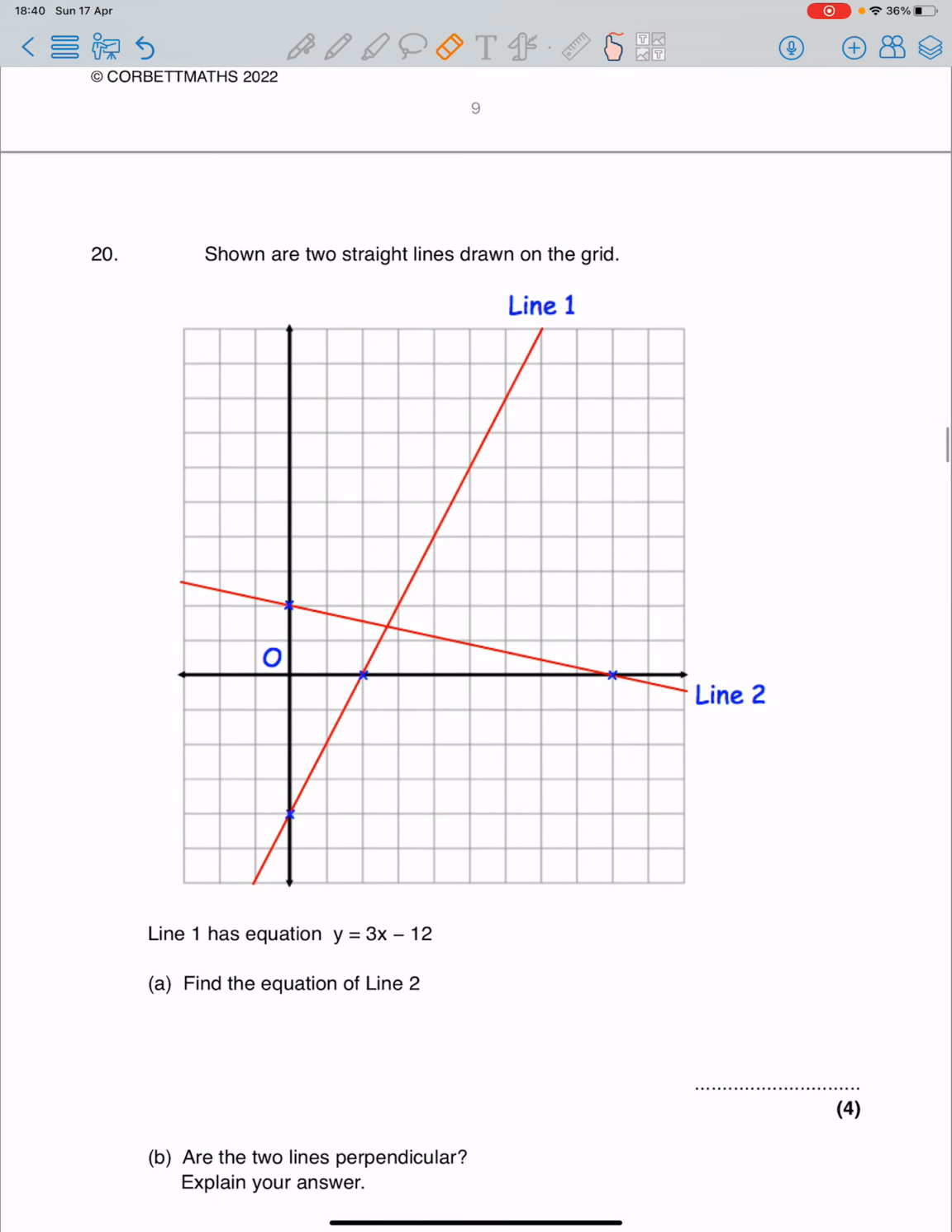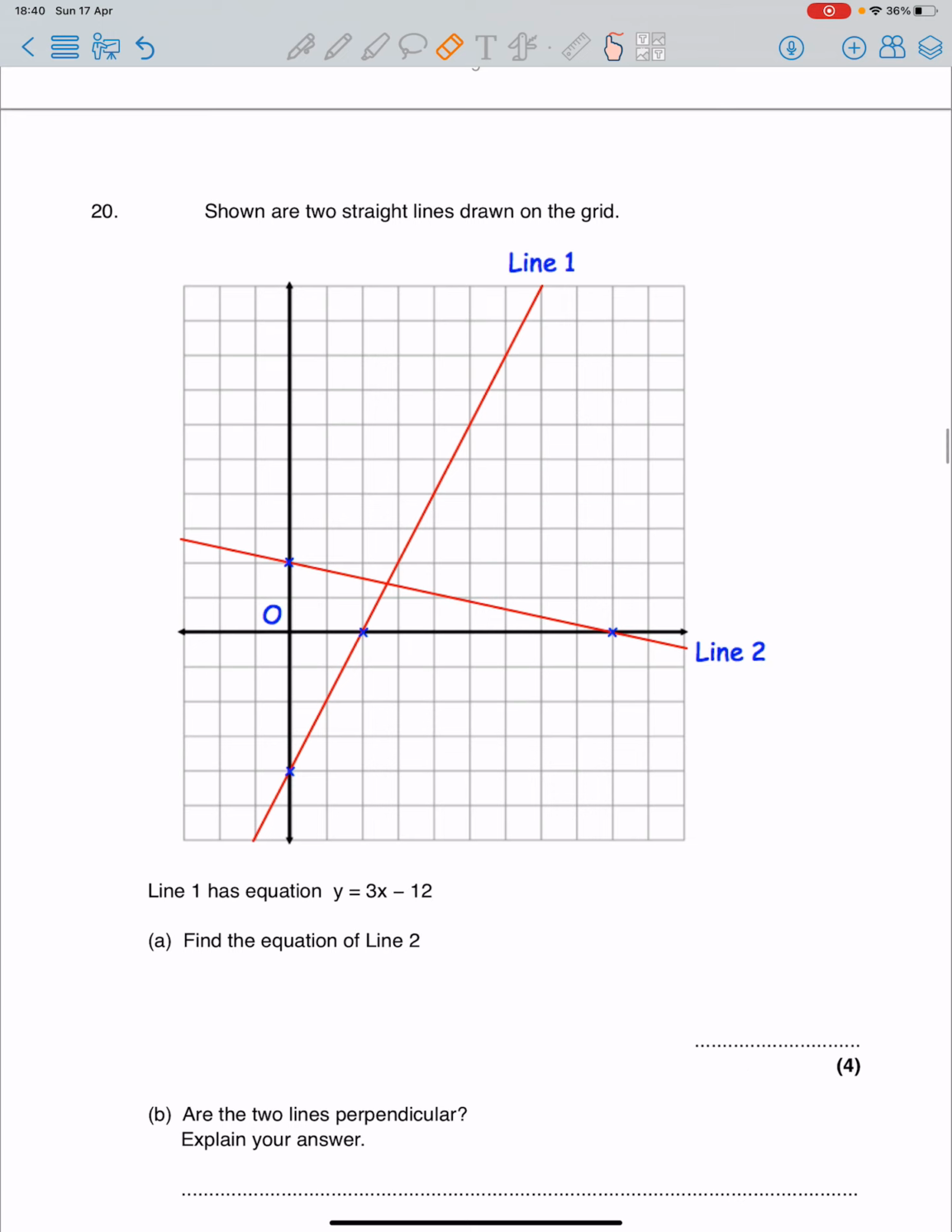Okay, next, shown are two straight lines drawn on the grid. Line 1 has equation y equals 3x minus 12. Find the equation of line 2. Okay, well, this is y equals mx plus c stuff. So we know that the gradient, which is normally given by m, equals 3, and the y-intercept, the c, is equal to minus 12.